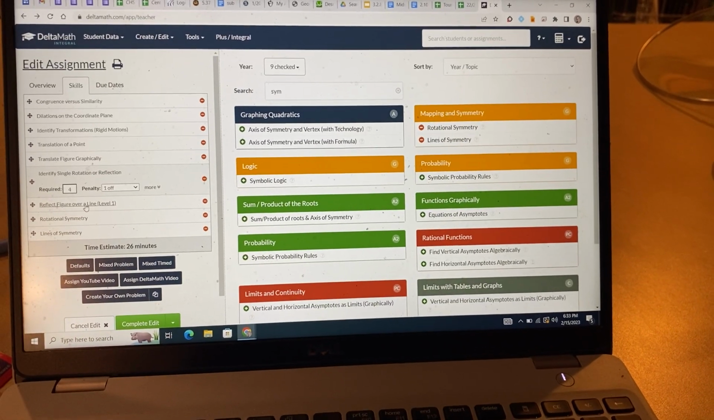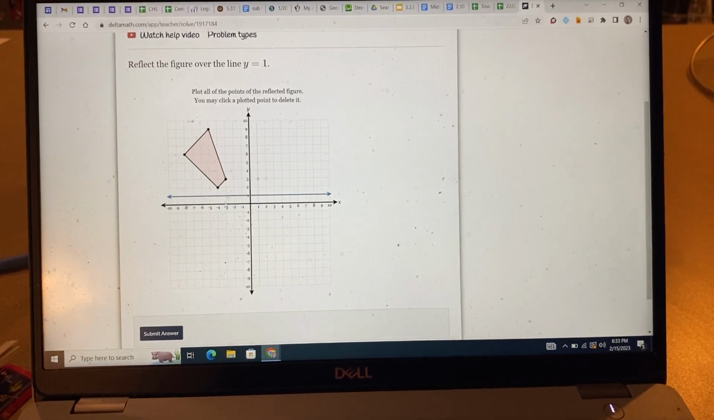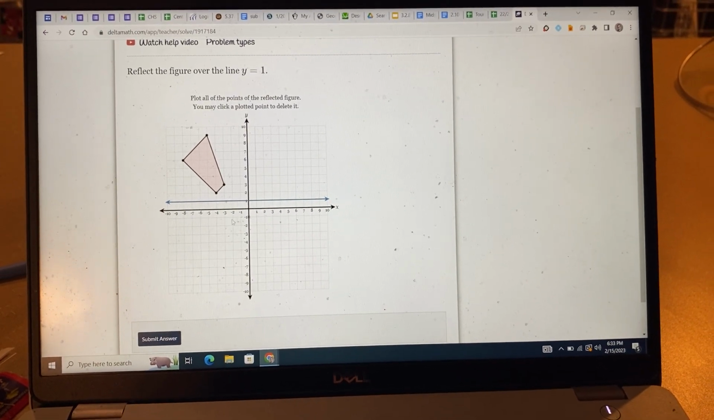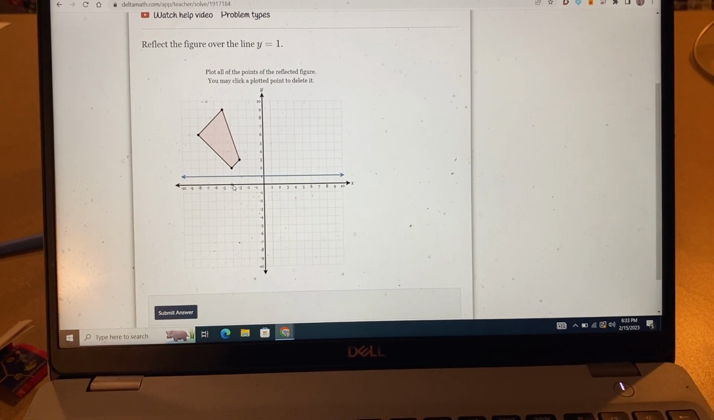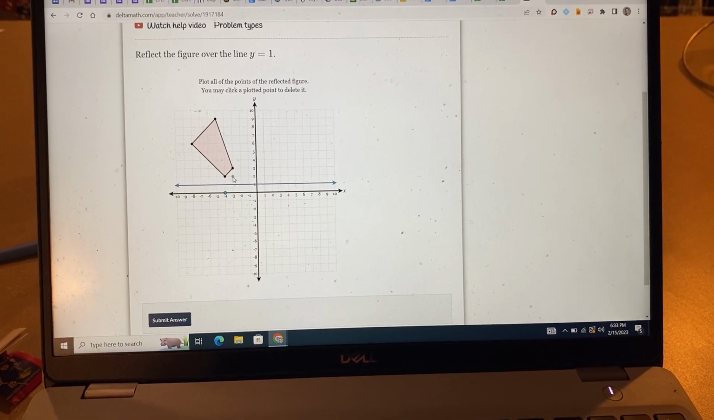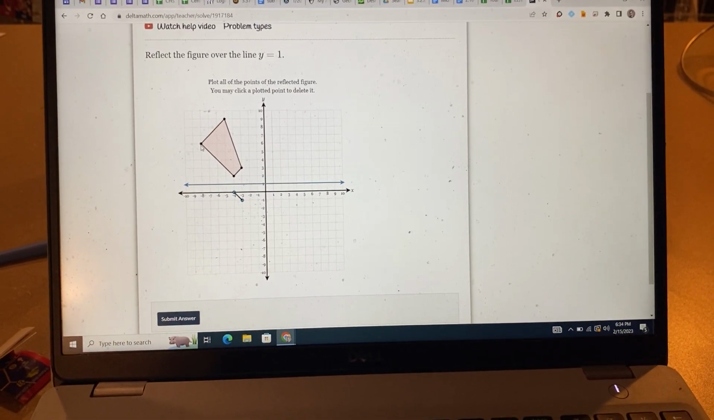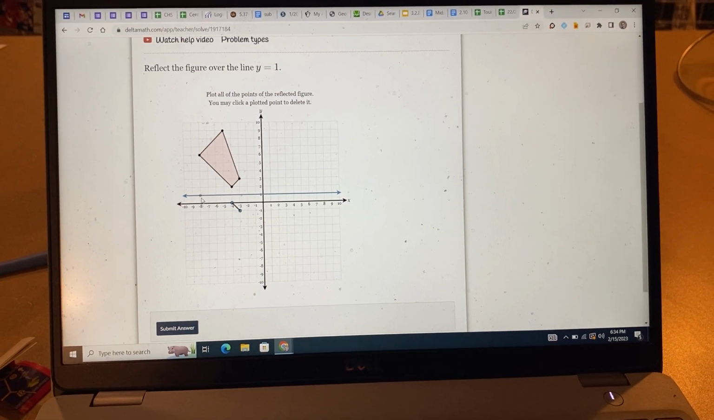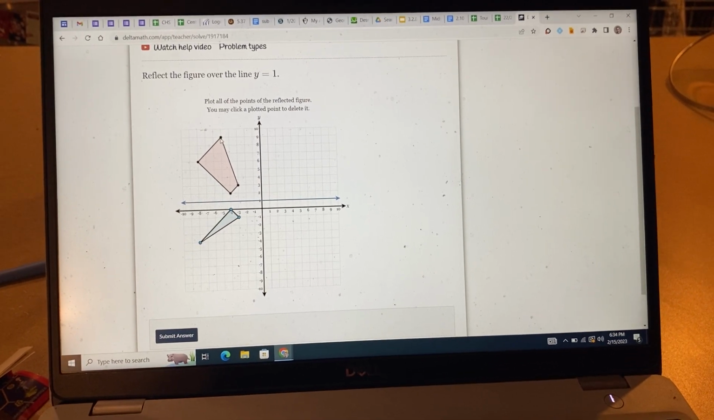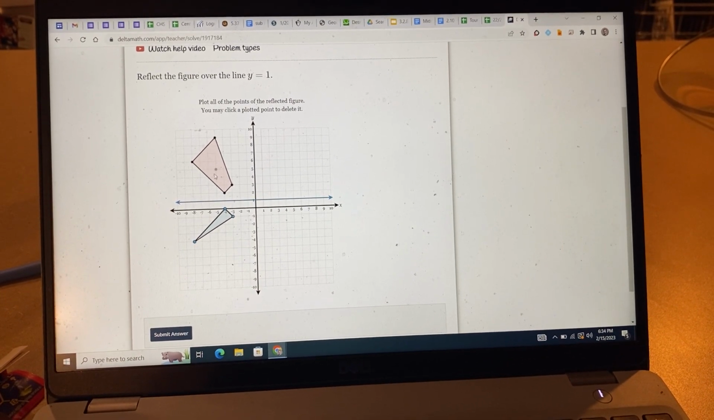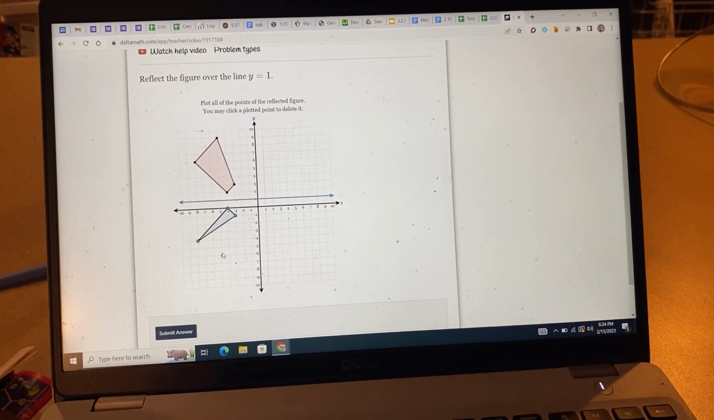Okay. Reflecting the figure over a line. This one actually gives us other lines than the x-axis, y-axis. But really all you have to do is, this one is 1 away from the line, so I go 1 away in the other direction. This one is 1, 2 away from the line, so I go 1, 2 in the other direction. This one is 1, 2, 3, 4, 5, so I go 1, 2, 3, 4, 5. There that one is. And then this one is 1, 2, 3, 4, 5, 6, 7, 8. So I'm going to go 1, 2, 3, 4, 5, 6, 7, 8.